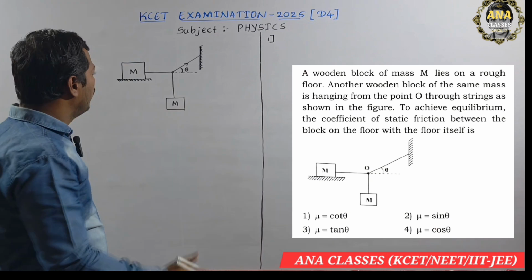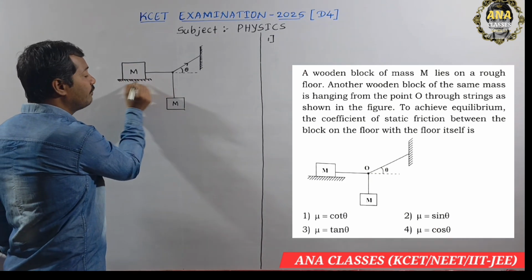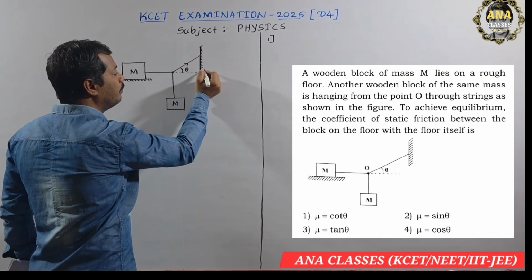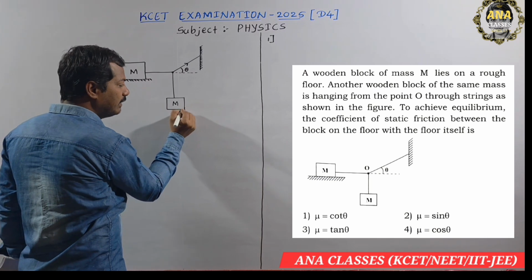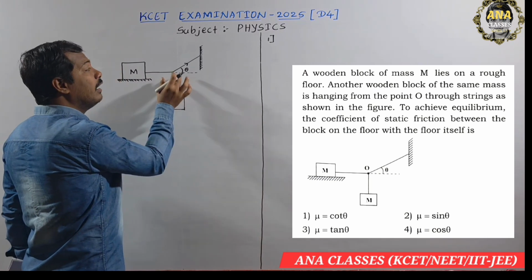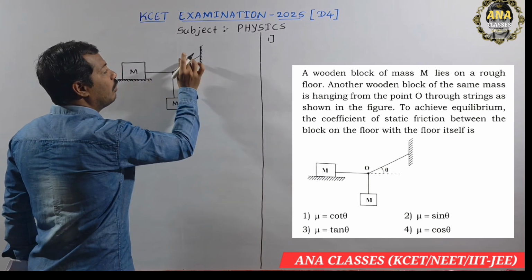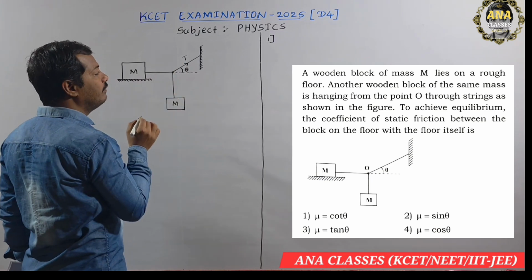The first question: a mass is placed on a rough surface, there is a rigid support and one more mass. The same mass is hanged with the help of a string. Here the tension is always along the string. We have to write the components of these all.